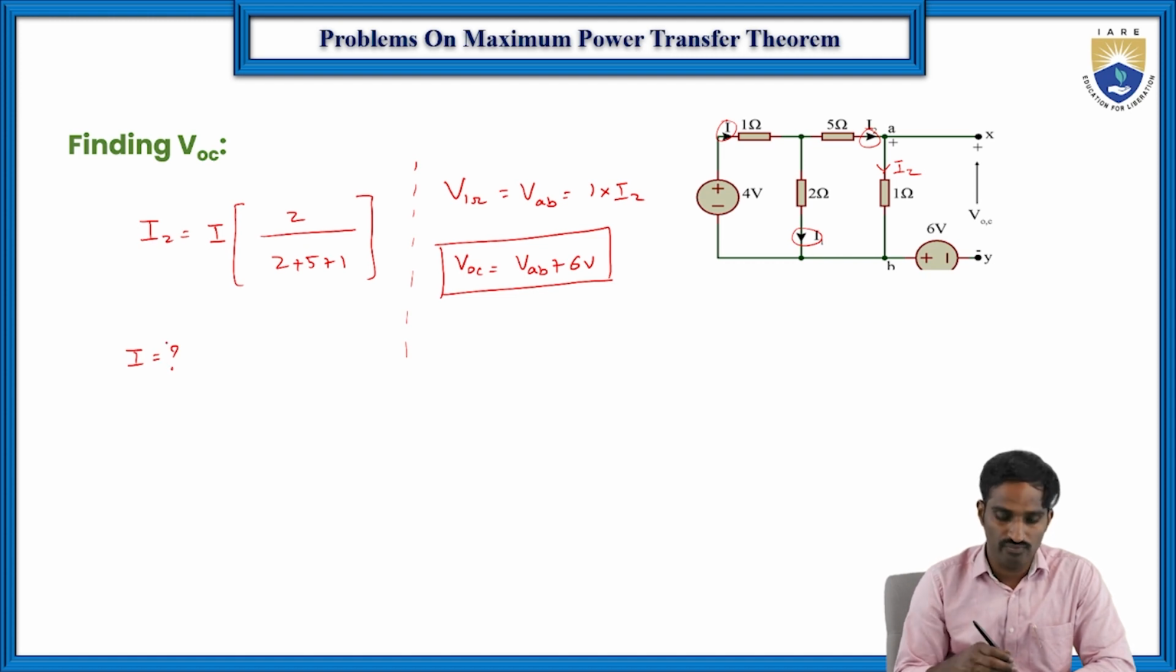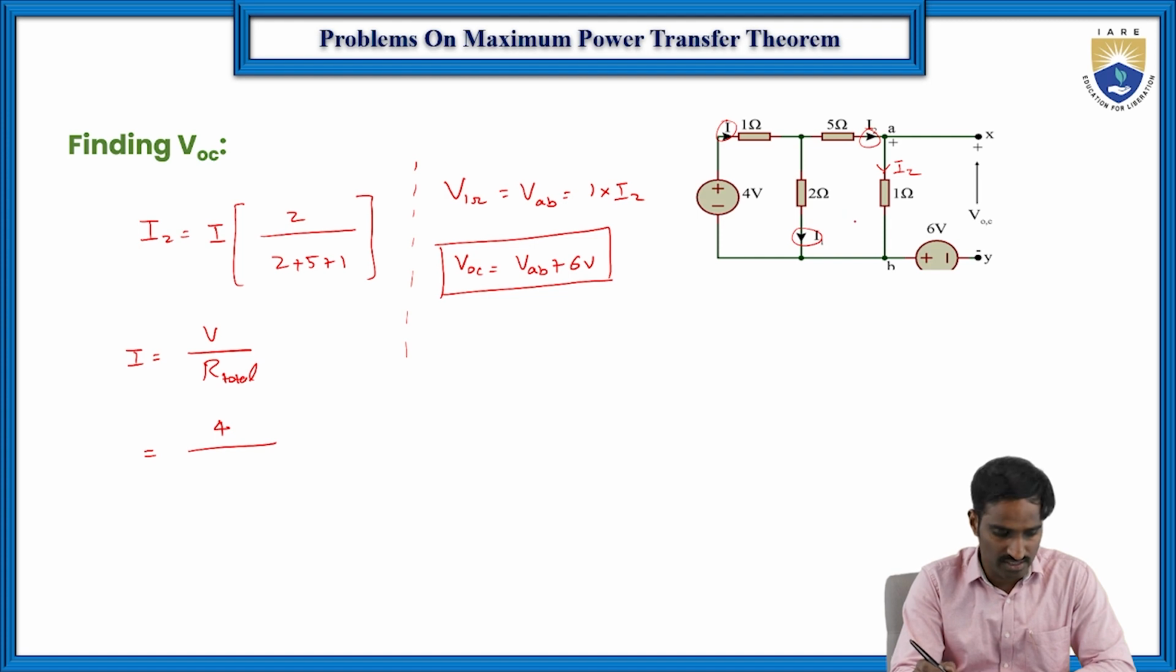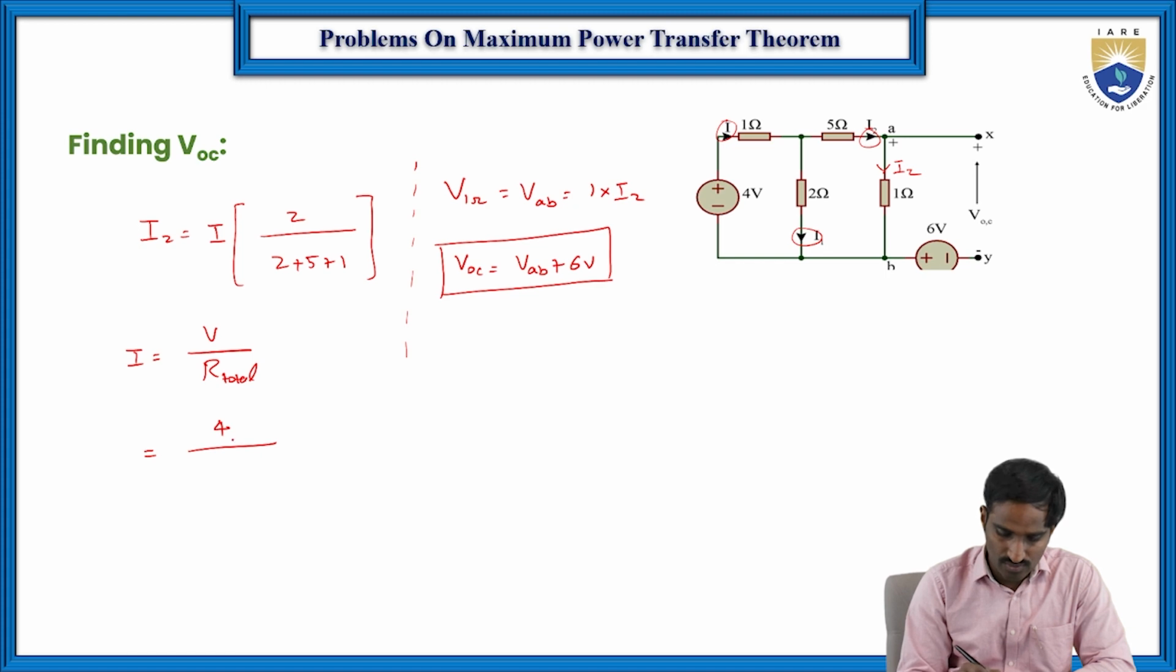If you want I2, then you need to find I. So that's why now we are going to find the value of I, the total current I. Here the total current I is equal to V by the total resistance. So first of all we need to find the total resistance. Here V is 4, and first let me find R total, then we can substitute.